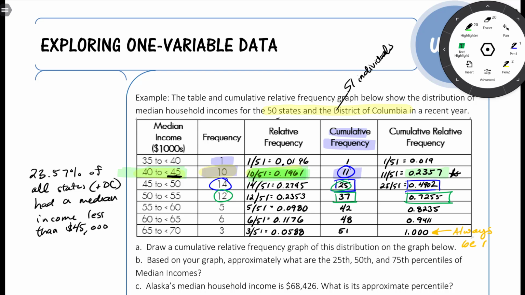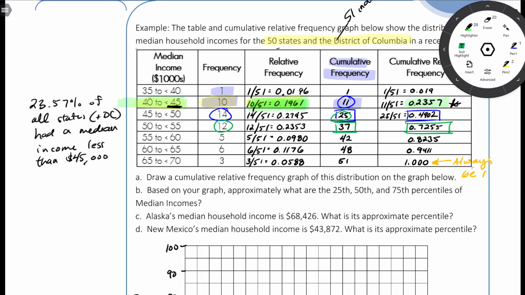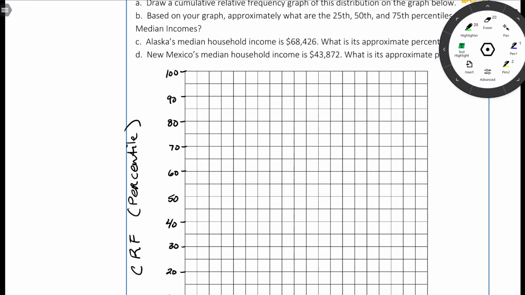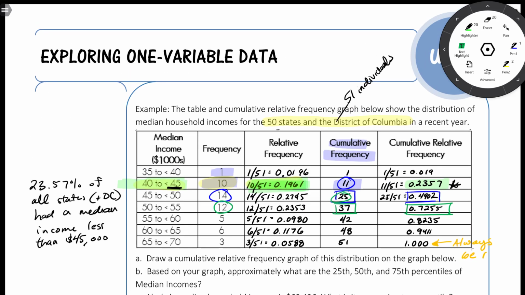Now what we want to do is the next part, that's part A, where we draw the cumulative relative frequency graph. When we're drawing this graph, on my y-axis I'm always going to have the CRF, in terms of percentiles. Again, CRF for cumulative relative frequency. So that's looking at this last column, and these are the values on the y-axis. On the x-axis, we're just looking at the upper boundaries of the median incomes. So these are the two things that we are going to be graphing.